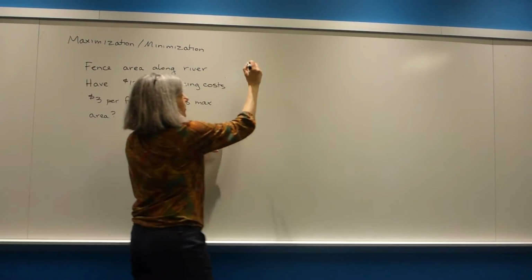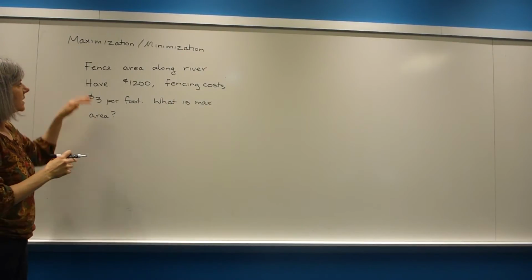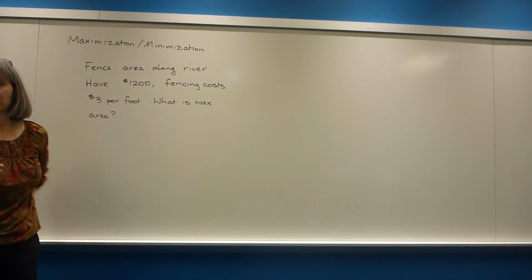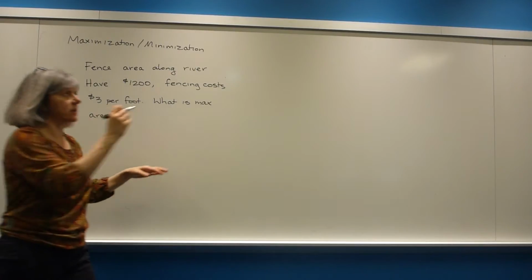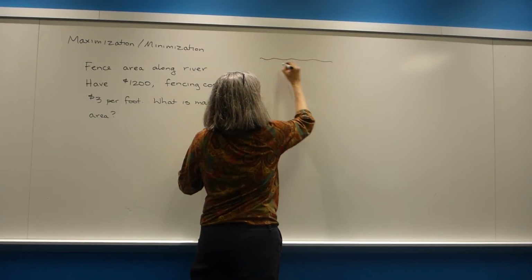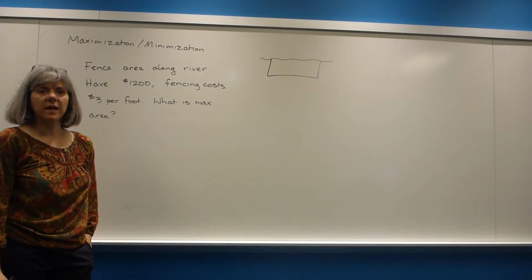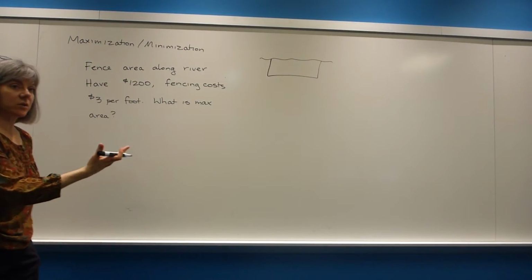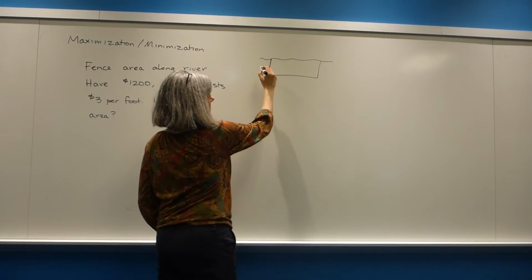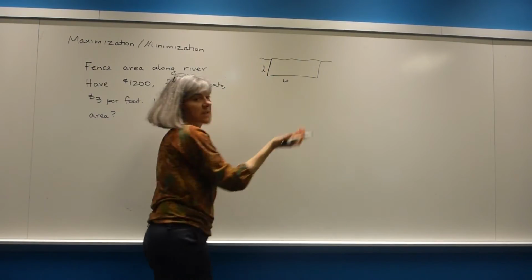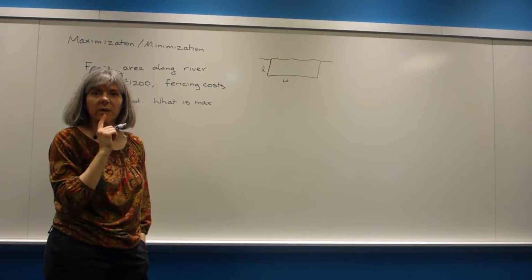So the first thing we'll do is draw a picture. So what is our picture going to look like? We've got a river. And we're assuming that we're not fencing the riverside. So we've got our river flowing here. We want to fence, I didn't say rectangular, but we're going to assume rectangular area. So that's our picture. Let's label some things. Length and width, right? Because we tend to think about that with rectangles.